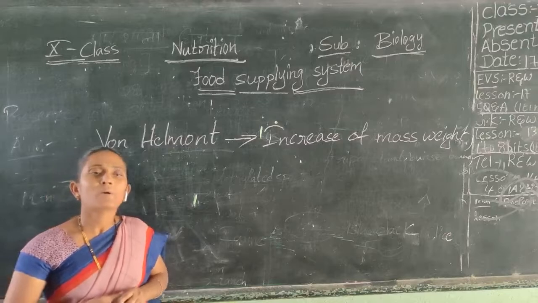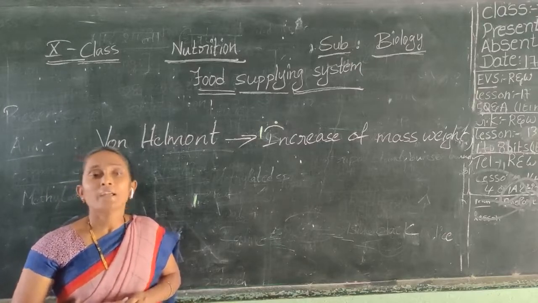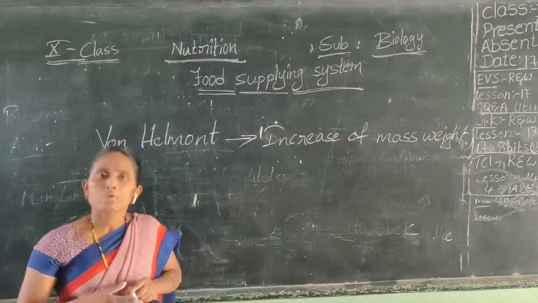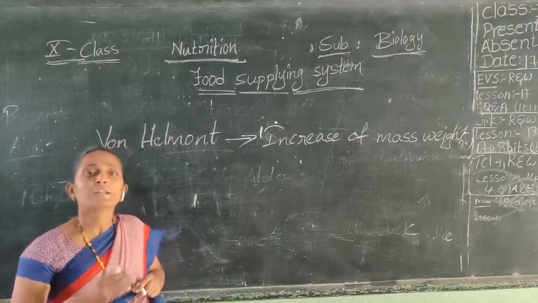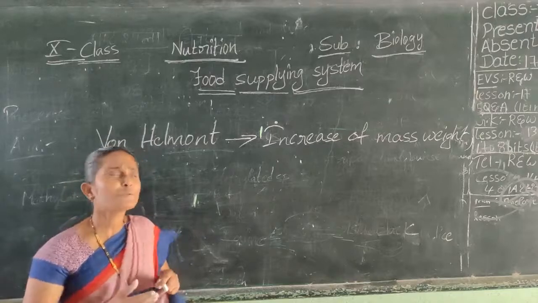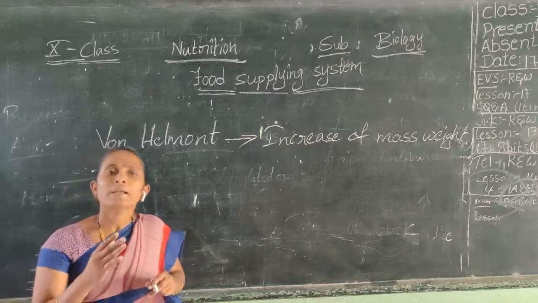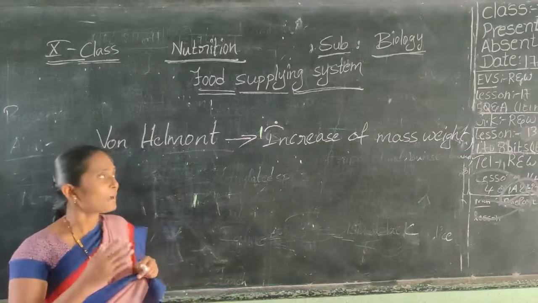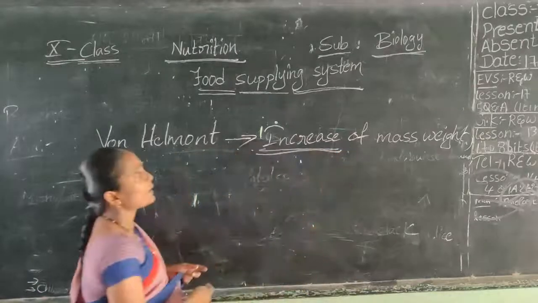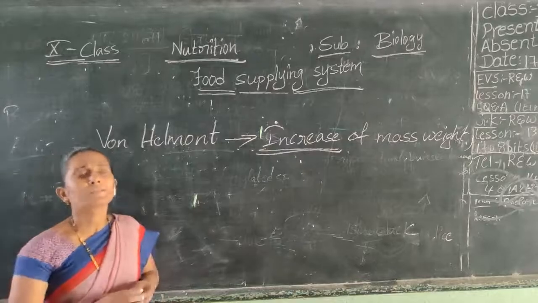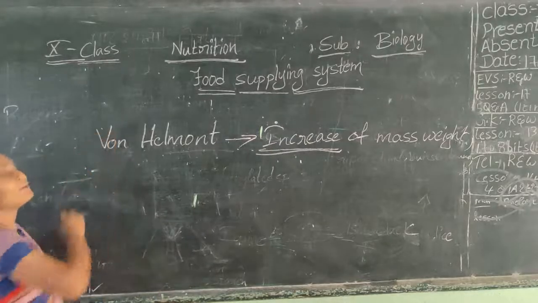Then the plant can grow, but it cannot grow completely into a well developed plant. Why? Because we are not pouring water regularly. Just rainwater helps it to grow. That little amount of rainwater helps the growth of the plant. So here you have to see the little amount, increase in the mass, the weight. Okay, mass of the plant. So he concluded that water plays a major role in increasing the mass of the plant. That was done by Von Helmont.